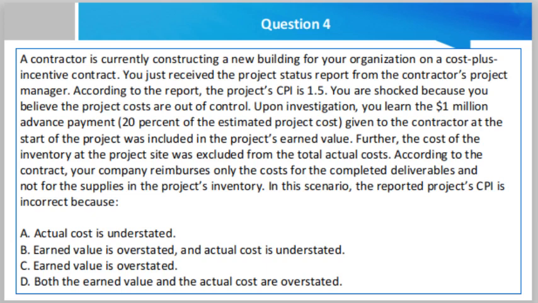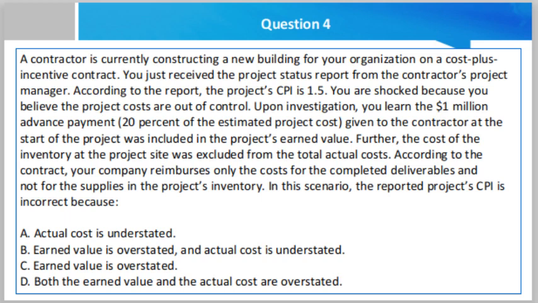Now the next question, question number 4. A contractor is currently constructing a new building for your organization on a cost plus incentive contract. It's a type of contract. You just received the project status report from the contractor project manager. According to the report, the project CPI is 1.5. You are shocked because you believe the project costs are out of control.